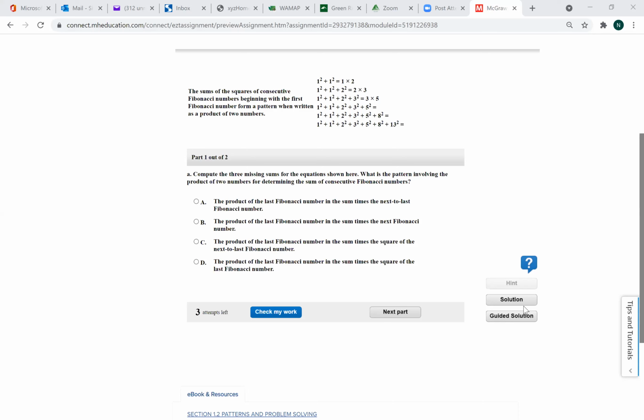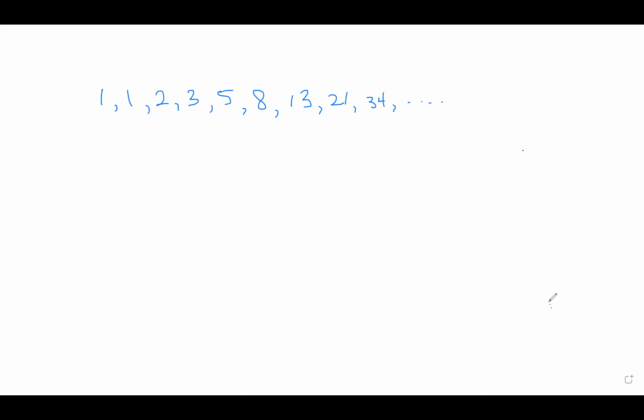It's not going to be 4 times 8. It's going to be 5 times 8. So again, let's go back and look at the pattern of the sequence.